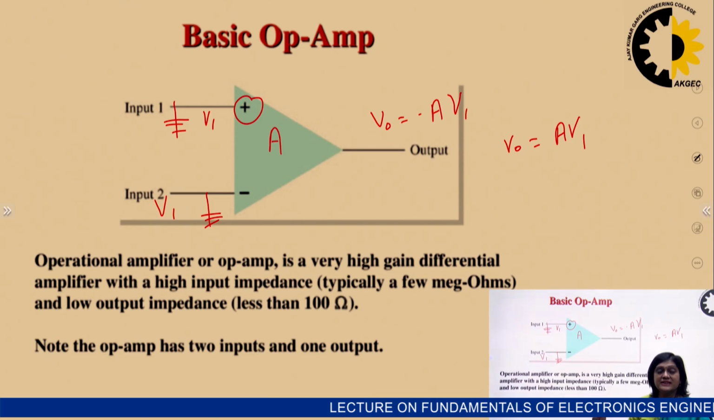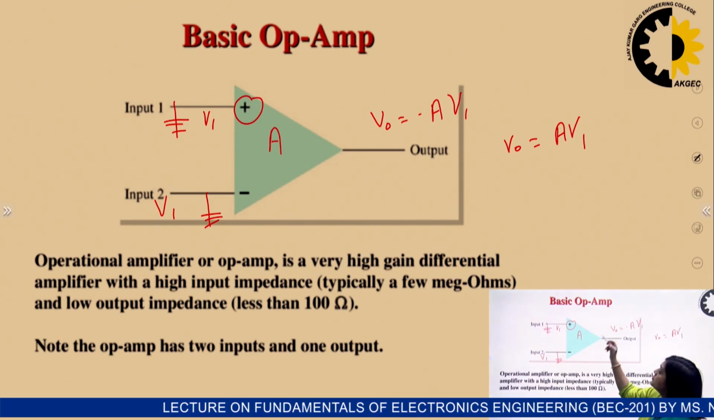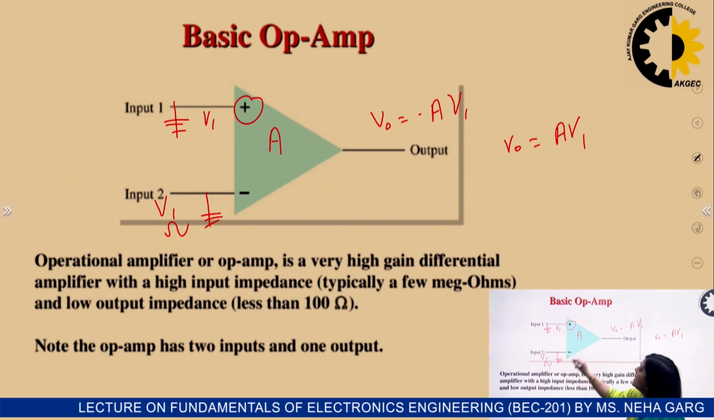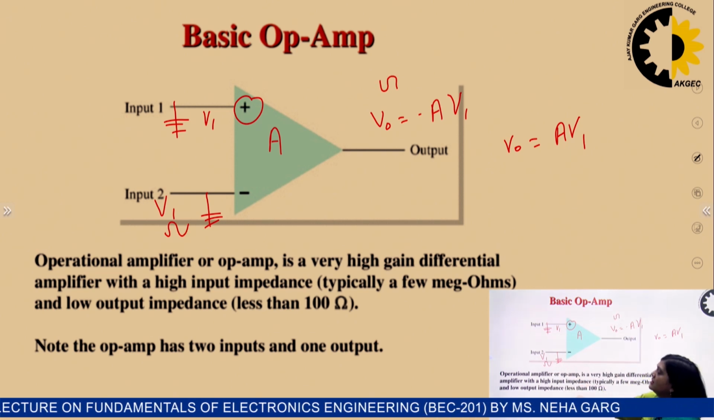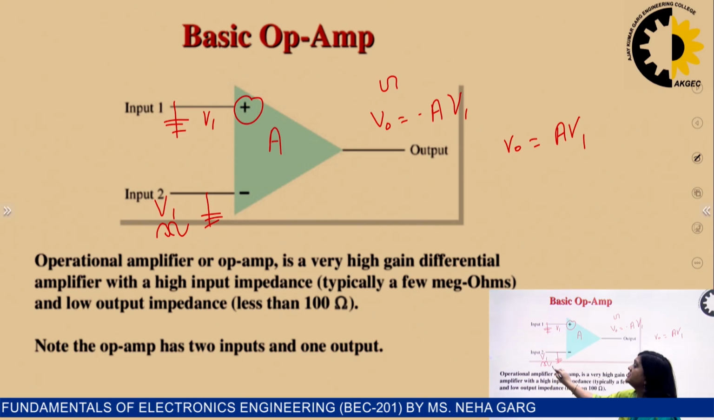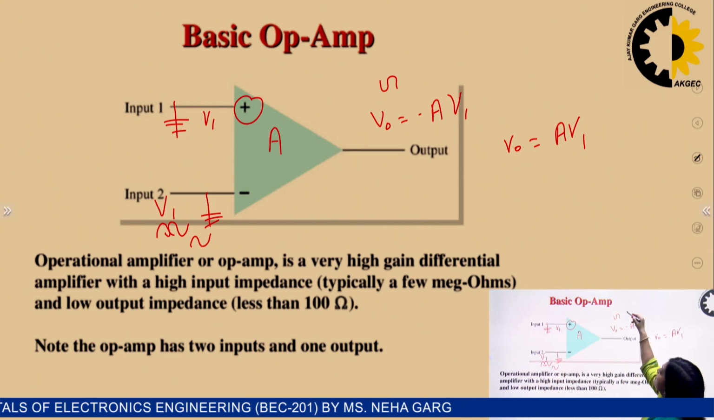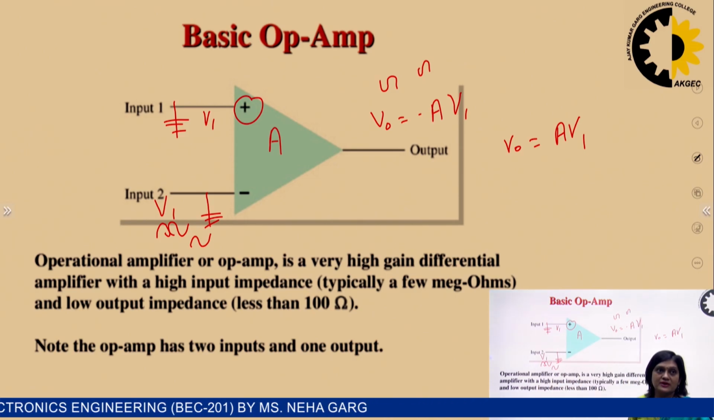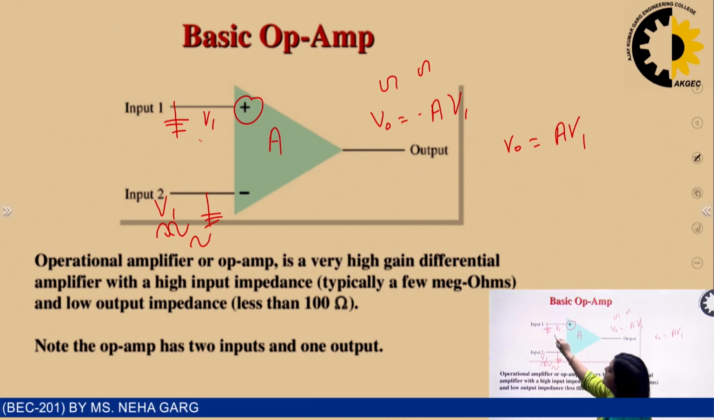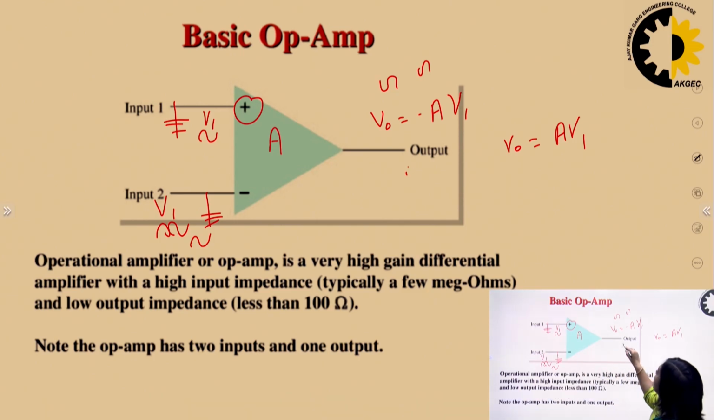So we can say that in the case of an inverting amplifier, if the input was in this way, the output will be in this way, with a 180 degree phase shift. And for the non-inverting amplifier, the input is this, so the output will also be this. There will be a 0 degree phase shift.